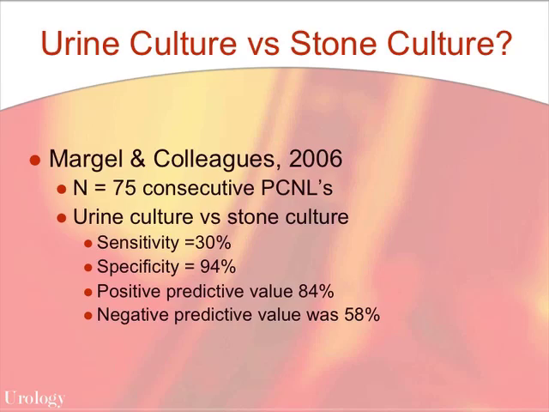Now, Margol in 2006 took it a step farther, and we won't go into all the numbers, but essentially they looked at a midstream urine culture as an ability to predict if the stone culture was going to be positive. What they found was that it had a pretty low sensitivity, only about 30%, but the specificity was actually pretty high. It was 94%. So if the midstream urine culture was positive, you're pretty likely to have a positive stone culture. But if it's negative, then it doesn't necessarily mean that the stone culture is going to be negative.